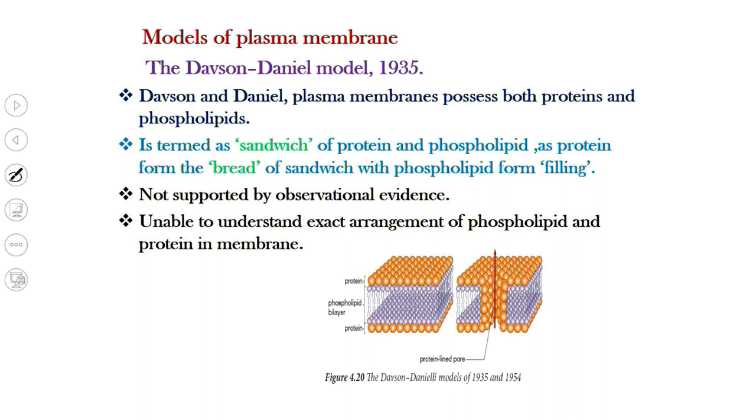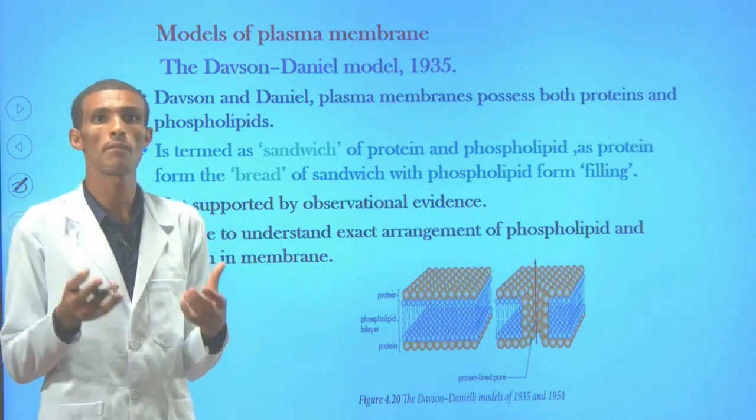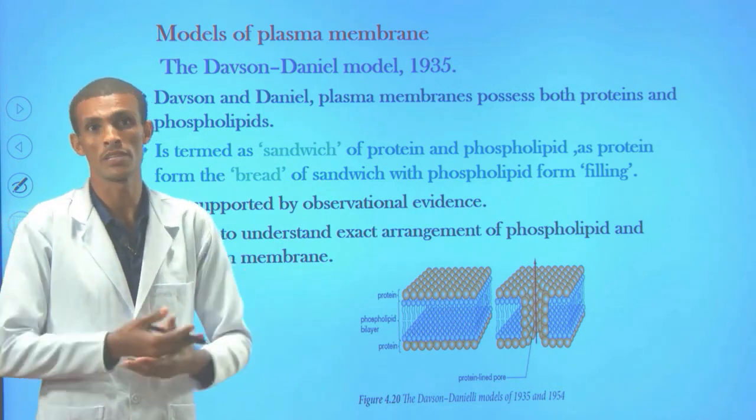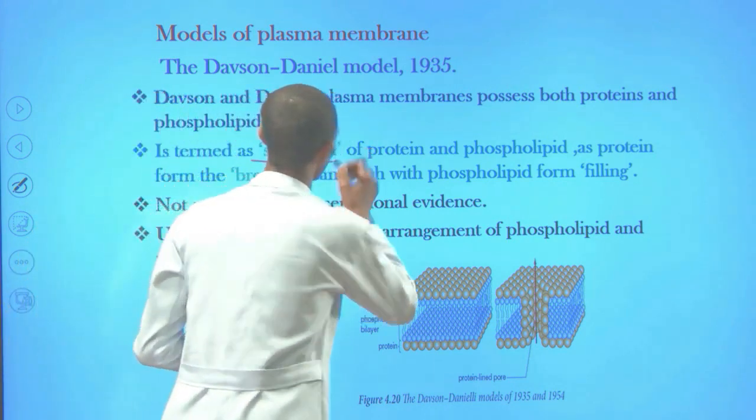There are so many models that have been advanced for the plasma membrane. The two well-stated models are these. The first is the Davson and Danielli model, proposed in 1935. This model proposed that the plasma membrane contains both protein and lipid. This model is termed the sandwich model.